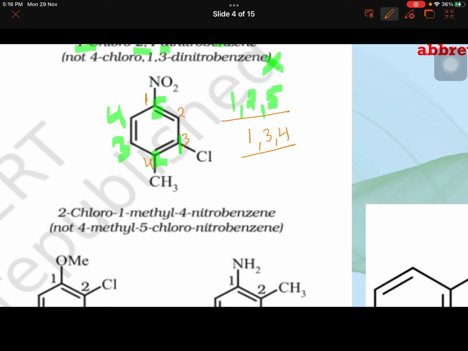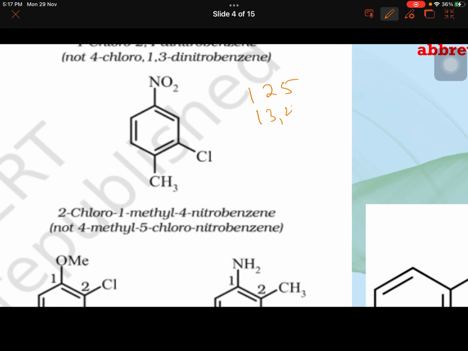So which is better? If you have to give it a name, then which is the better combination out of these two? Then we will try more. So here, if I start from the middle, from this carbon which is having Cl, because it comes to my mind that the chloro will come first, so let me give it the lowest possible number. These are the two possible combinations of numbers I am getting. Okay, let's try one more. I will start numbering from this carbon. So I was getting 1, 2, 5 and 1, 3, 4 combinations.